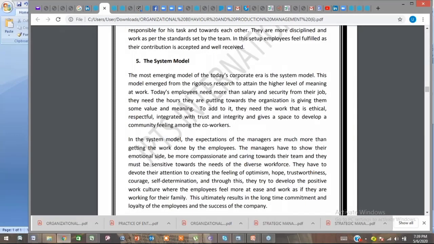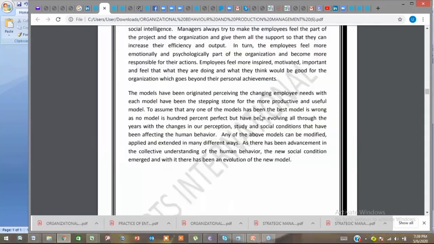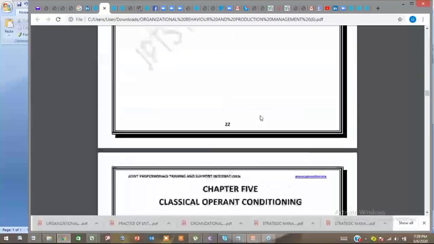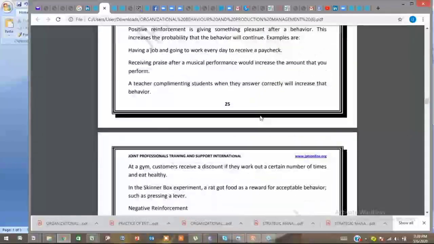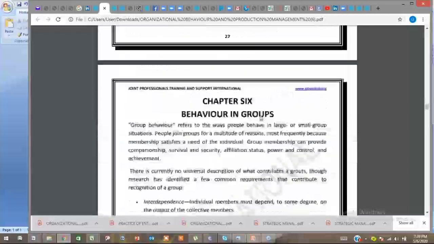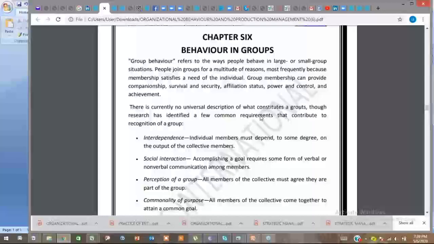They need work that is ethical, respectful, integrated with trust and integrity, and gives space to develop a community feeling among co-workers. This is the model of today. So I want you guys to understand that. We'll be going to chapter 6, and we didn't look at chapter 4. I want you guys to know chapter 5. So we'll be looking at chapter 6 now.